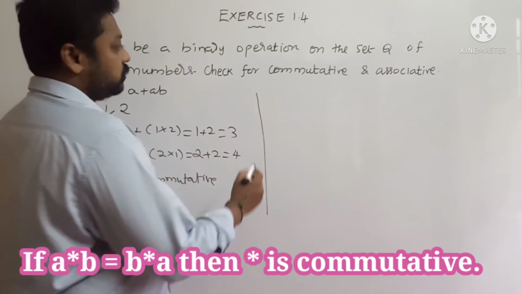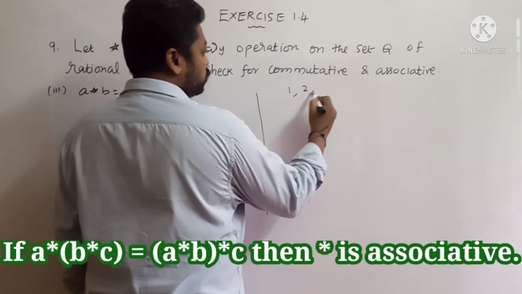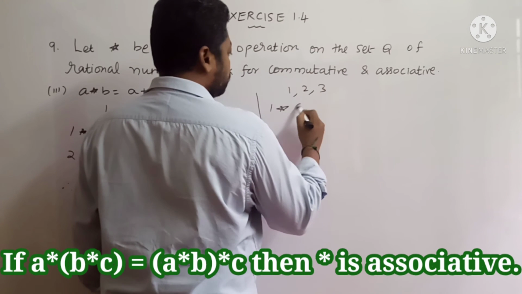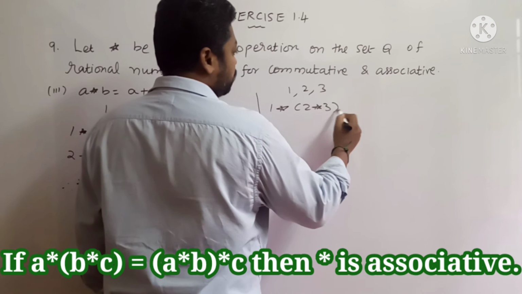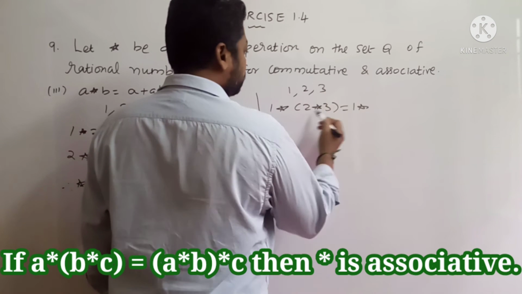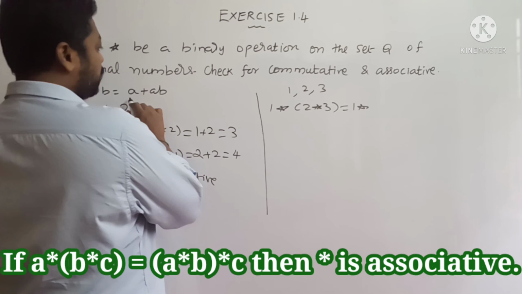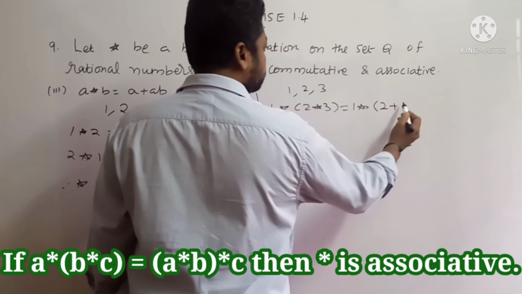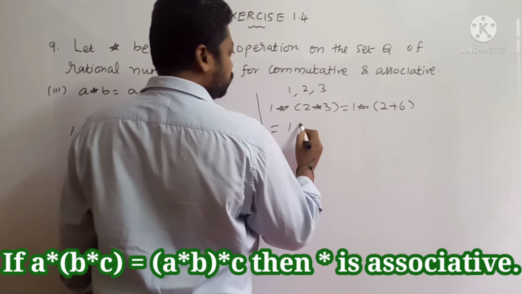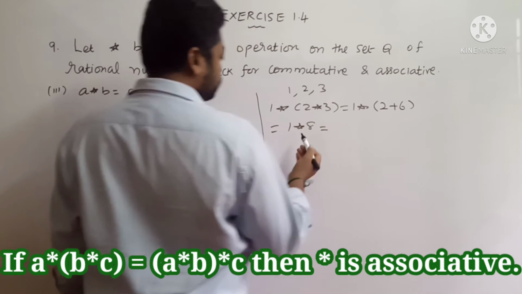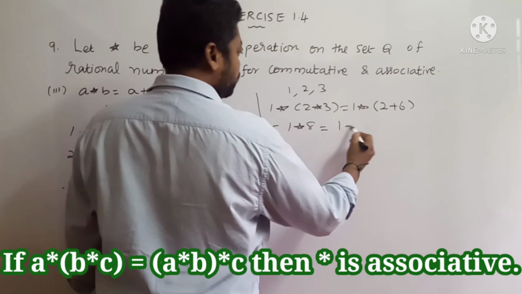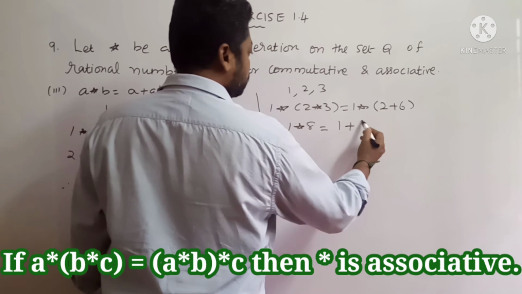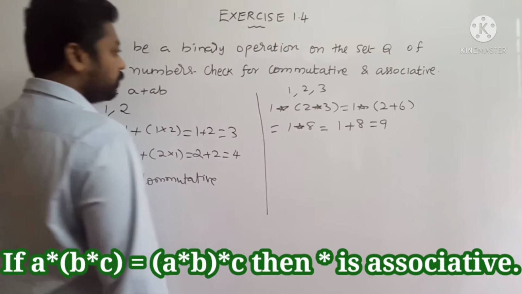Now let's check for the associative. So 1, 2, 3. So 1 star, 2 star 3. So that is equal to 1 star, what is 2 star 3? So first value plus product of the both values. So that is equal to 1 star 8. So what is 1 star 8? So first value plus product of the both. So that is equal to 9.